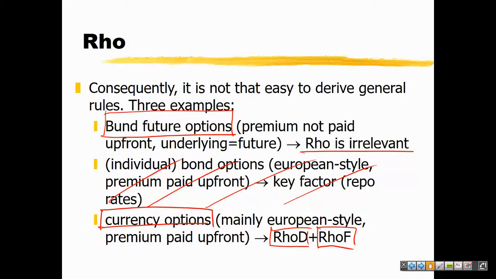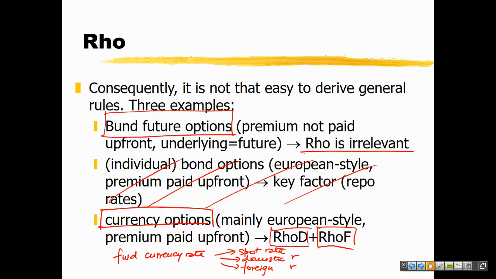The rho relative to the domestic rate, so this is rho D, and rho F, which is the rho relative to the foreign rate. Why is this the case? Because when you have a forward currency rate, the forward currency rate depends on the spot rate, on the domestic interest rate, and on the foreign interest rate. So in this case, for this option, you have 2 interest rates that have an impact on the option price, and you need to have 2 different rhos.